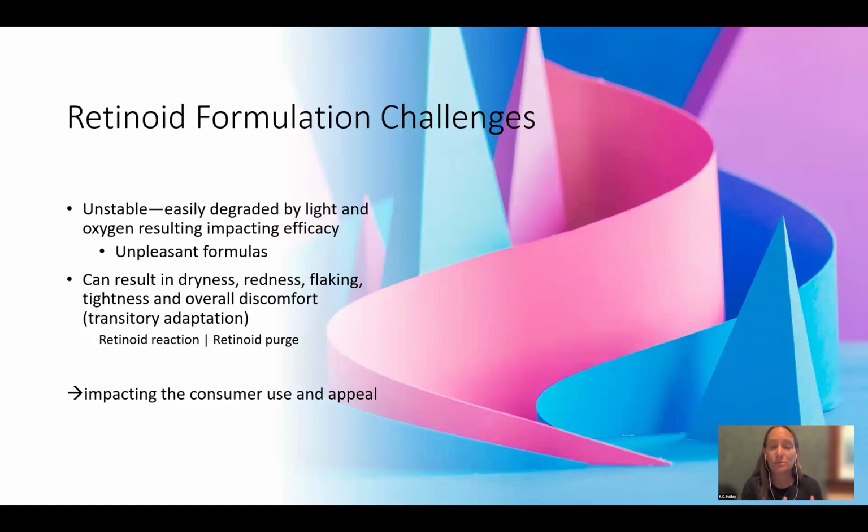The other is something that I mentioned before. When you use retinoids, especially your retinol, your retinal, and your retinoic acid, you can get these retinoid reactions or the retinoid purge. This can result in dryness, redness, flaking, tightness, and just overall discomfort of the skin, right? That can be a transitory adaptation where after a period of 4 or 5, 6 weeks, your skin starts to adapt to it. But that's a long time to have to go through this unpleasant look in order to be able to see the benefits of it. And so all of this really impacts consumer use and consumer appeal of using retinoids.